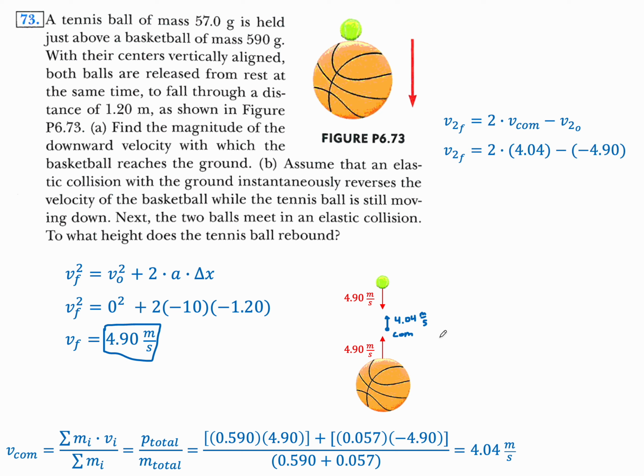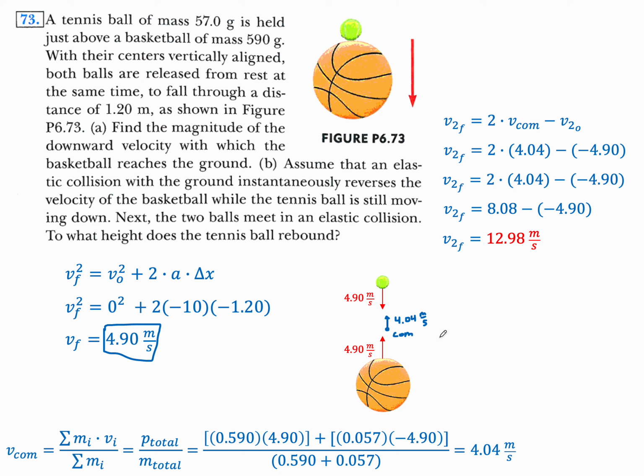In this case, our center of mass is moving at 4.04. Initial velocity of the tennis ball is negative 4.9. And if we solve that, we'll discover that its final velocity is about 13 meters per second upward, which means the ball is moving faster than either object was moving before the collision. That can happen in an elastic collision.